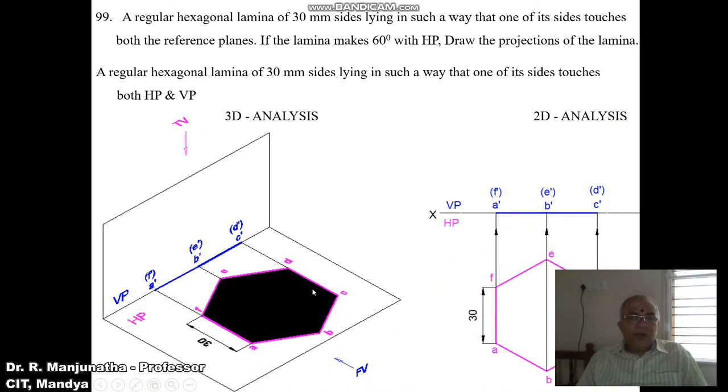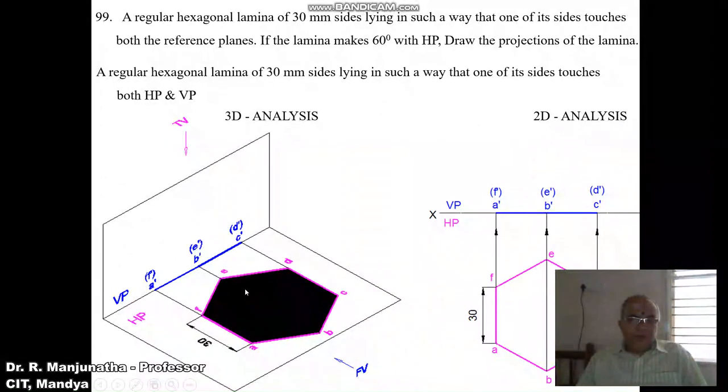How do I know that it is parallel to HP? You can see that when you look from the front view, all the sides are resting on HP. So that means it is parallel to HP and it is perpendicular to VP. That is the reason why you are getting a line. When you look from the front view, ABC is near to the observer, so a dash, b dash, c dash is visible. DEF is away from the observer, so d dash, e dash, f dash is in bracket.